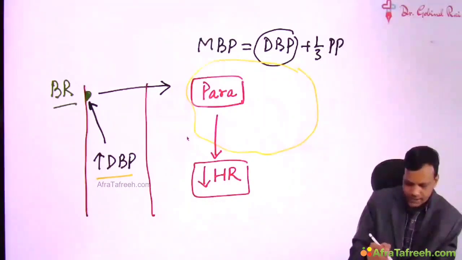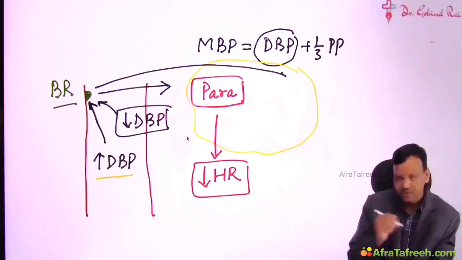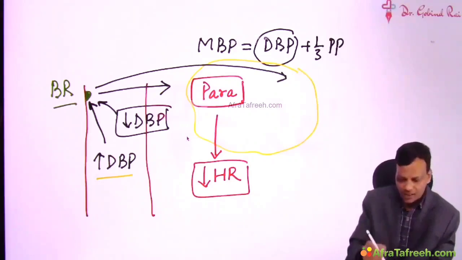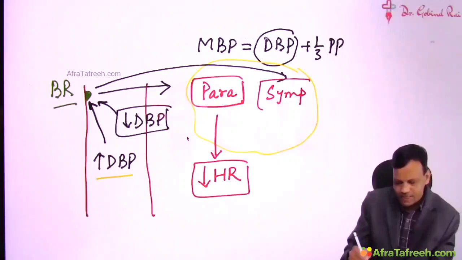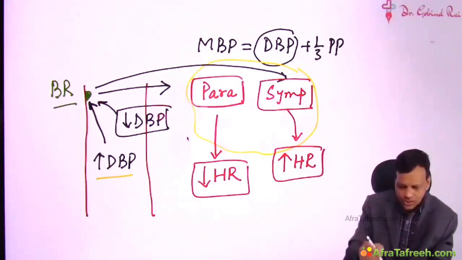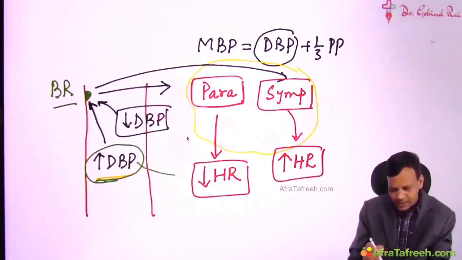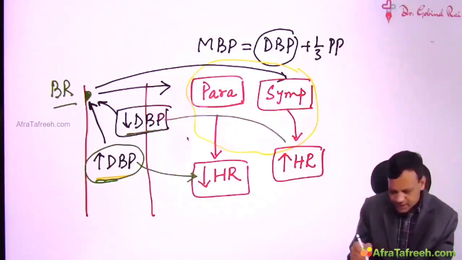Whenever diastolic BP decreases, again baroreceptors get the information. They pass the information to the CNS with the instruction that BP is low, kindly increase the BP. And for increasing the BP, the CNS will stimulate the sympathetic system. And when the sympathetic system is stimulated, the heart rate increases. So this is the indirect effect on heart rate. If you see carefully, whenever diastolic BP increases, the indirect effect is a decrease in heart rate. Whenever diastolic BP decreases, the indirect effect is an increase in heart rate.